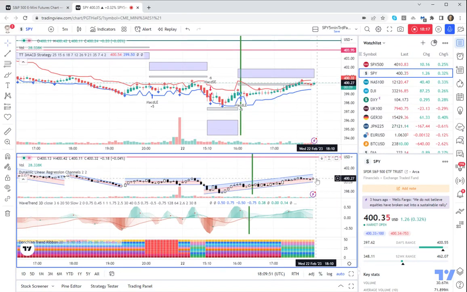We're looking for a little bit of a follow through here. Been kind of quiet. Let's see if we can get back up to 402 or a little higher.